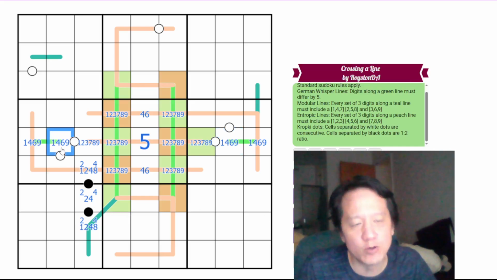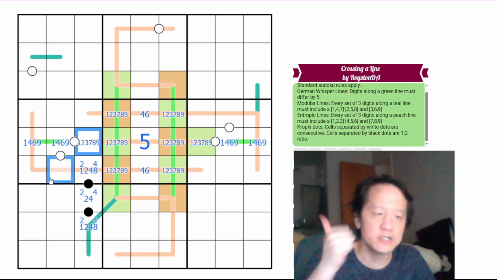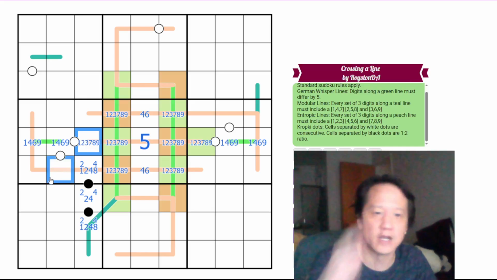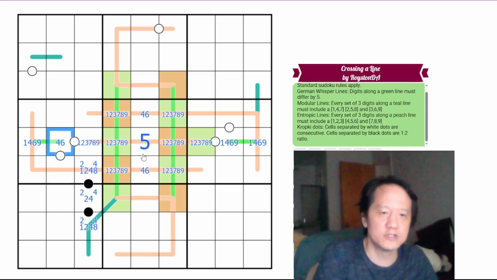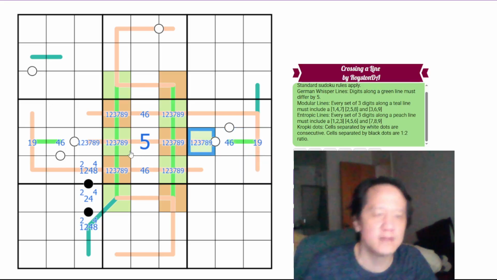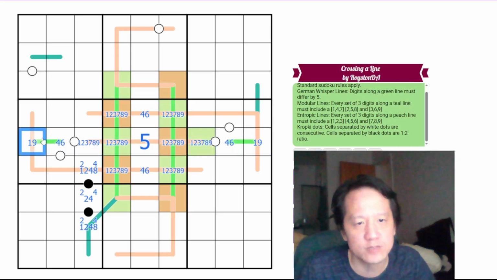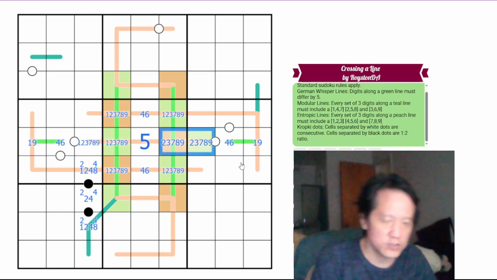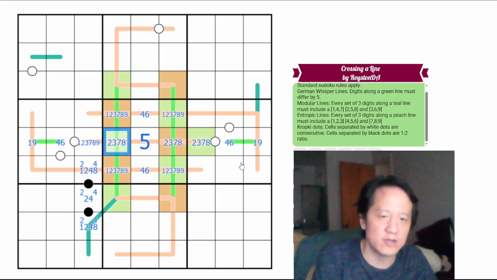This cannot be 1 or 9 because it's consecutive with 2 other digits, and 1 is only consecutive with 1 digit, so is 9. So this has to be 4 or 6, which means it's next to 1 or 9. Same with this. This has to be 4 or 6, which means it's next to 1 or 9. That 1, 9, 1, 9 pair eliminates 1 and 9 in the rest of the row. So this must be 2, 3, 7, 8 here.